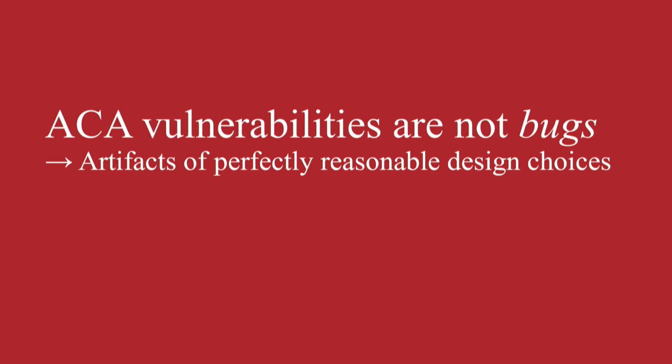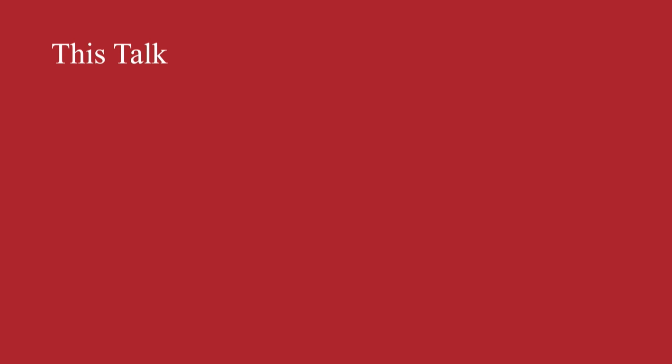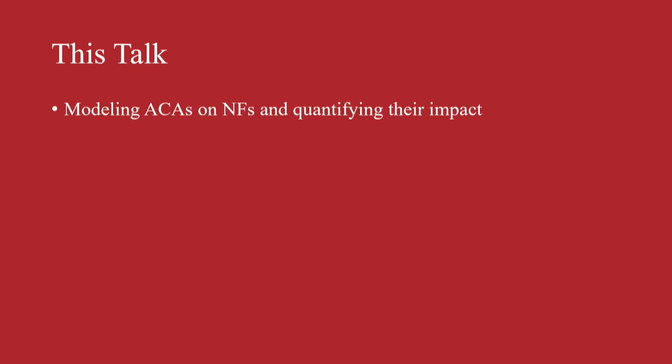Now, a key point I want to highlight here is that ACA vulnerabilities are not bugs. They might be artifacts of perfectly reasonable design choices that a system architect might make. So the question is, if they're not bugs, how do we fix them? That's exactly what we're going to look at in this talk. So first, we're going to look at how to model ACAs on network functions. Next, we're going to try to answer this big question of how does one defend against them. And finally, we're going to look at a brief evaluation in the context of the Pegasus IDS.